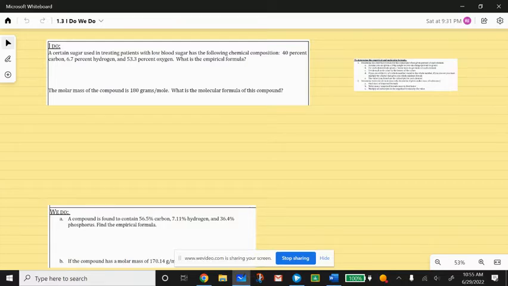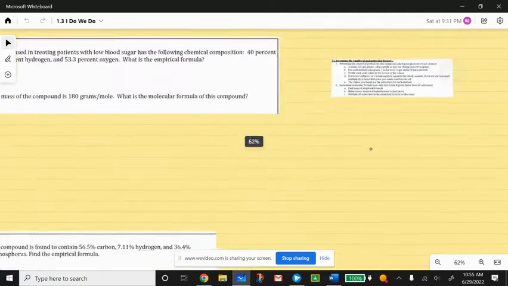So, in other words, the formula for hydrogen peroxide is H2O2, but the empirical formula would be HO because it would be a 1-to-1 ratio. To calculate the empirical formula, the one thing I want you to focus on is, if you don't know what else to do, change everything to moles.